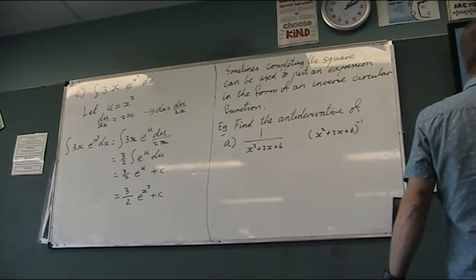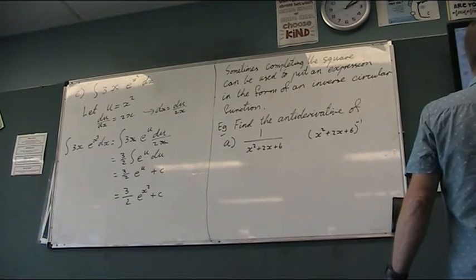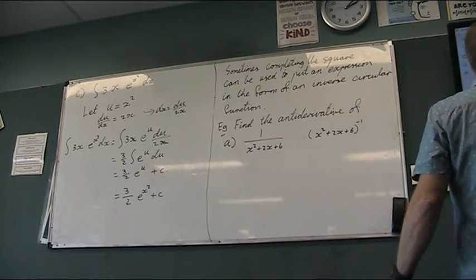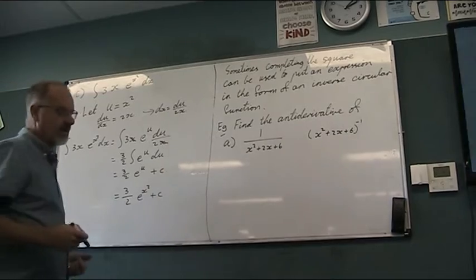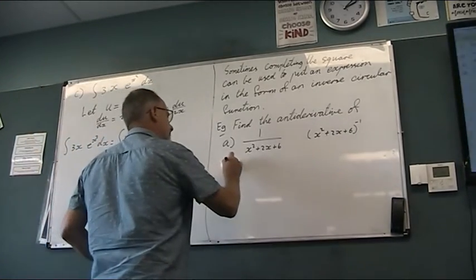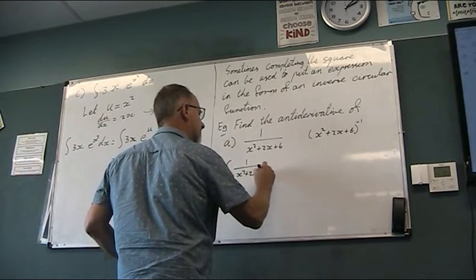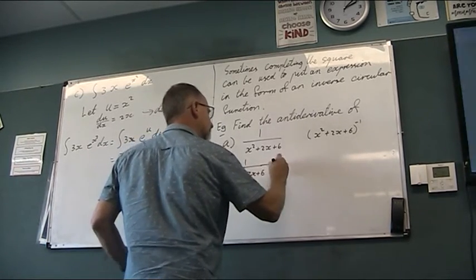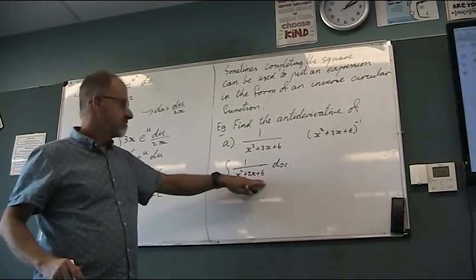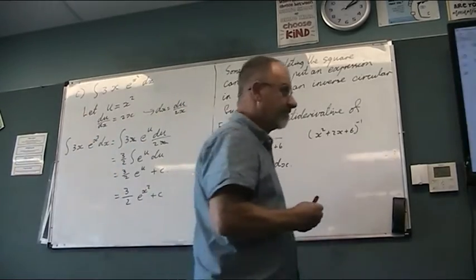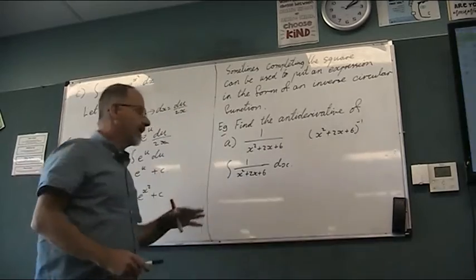Down here we've got something squared plus something squared. Alright, so if we could get it into this kind of form, then we could anti-differentiate. So what we're looking to do is anti-differentiate x squared plus 2x plus 6. If we could change this into something squared plus something else squared, then we could use that.